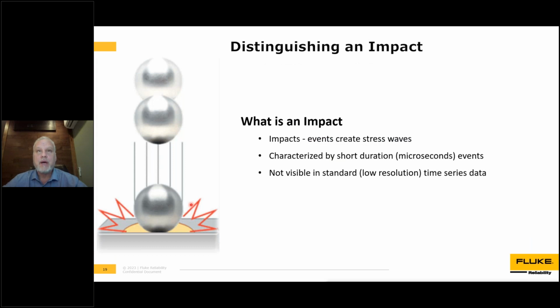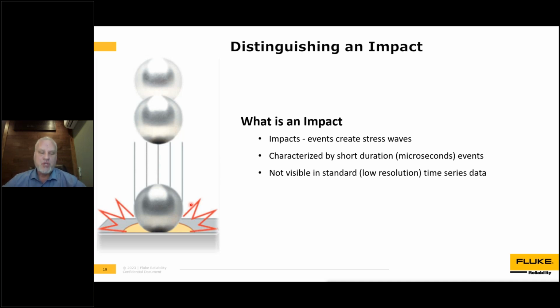We're going to talk a little about what an impact is. Impacts are generally those events that I discussed, create stress waves across the machine rather than machine motion. Sometimes they can cause both. Sometimes if they're big enough and depending on the frequency of them, they can create a little bit of machine motion, but they'll generally create stress waves.